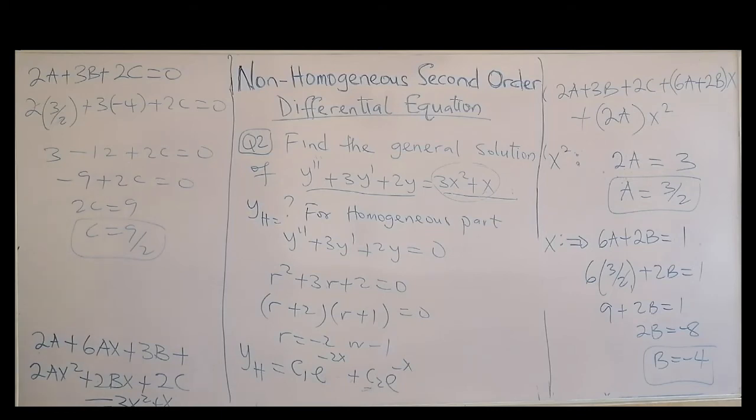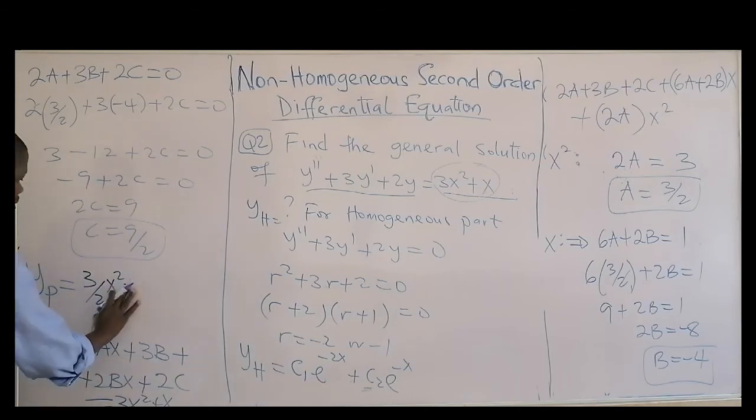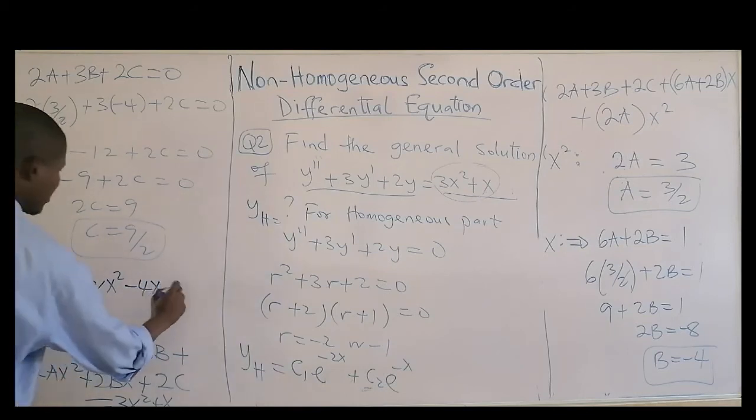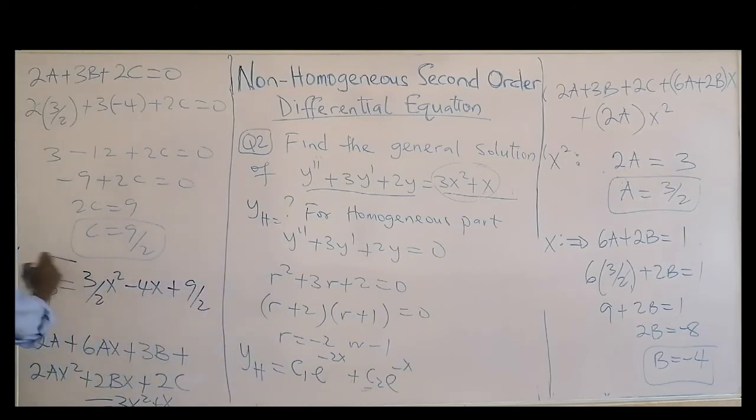So with that, we can quickly write our yp. Our yp is a polynomial. That'll be ax squared. My a is 3 over 2, so 3 over 2 x squared, plus bx. My b is minus 4, so this will change to minus 4x. Then my c, the constant, is 9 over 2. So that is yp.